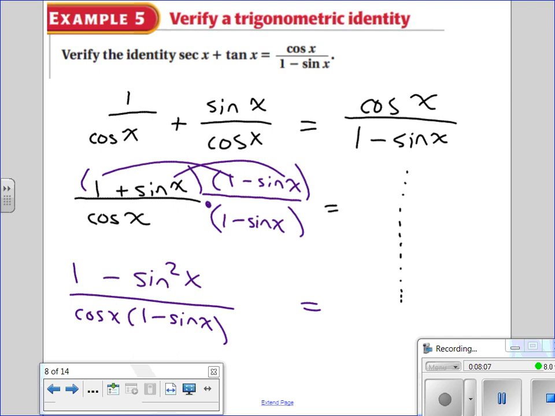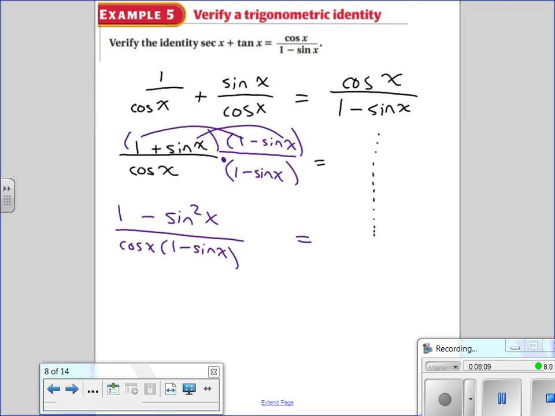You see it? Maybe. Do you recognize what's in this pink box at all? You do? From earlier? That's awesome. What does that pink box equal? Cosine squared x. Sweet. So what's in the pink box is actually cosine squared x. And on the bottom, we've got cosine x and 1 minus sine x.